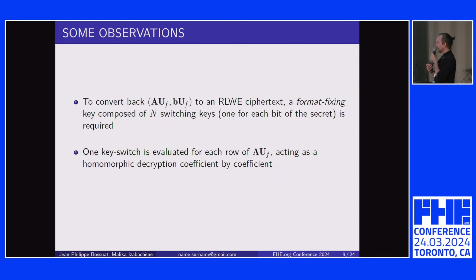Like I said, the result is not a valid RLWE ciphertext, and to fix that, they need N switching keys, one for each bit of a secret key, and they do N key switches. This, in a way, homomorphically decrypts back to an RLWE ciphertext.